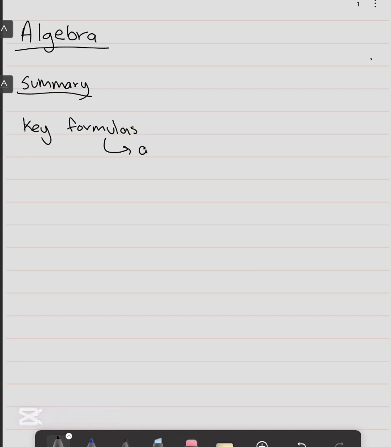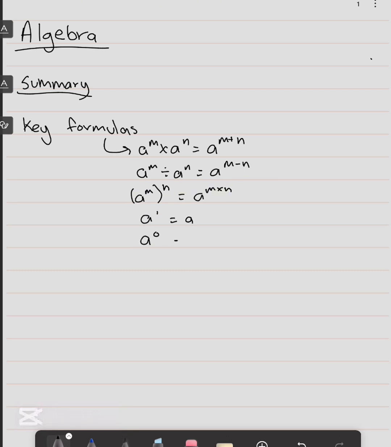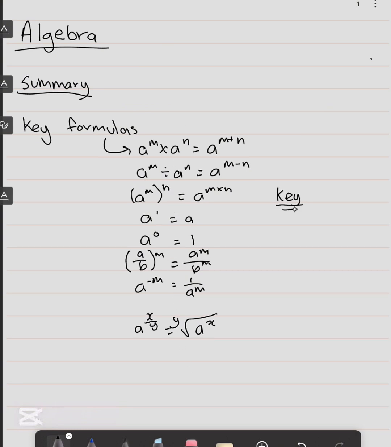A to the power of m times a to the power of n equals a to the power of m plus n. A to the power of m divided by a to the power of n is equal to a to the power of m minus n. A to the power of m, brackets, to the power of n is equal to a to the power of m times n. A to the power of 1 is a, a to the power of 0 is 1. A divided by b, to the power of m, is equal to a to the power of m divided by b to the power of m. A to the power of minus m is equal to 1 over a to the power of m. And a to the power of x divided by y is the y root of a to the power of x. A lot of these formulas are used in questions, so remember to learn them all off by heart.